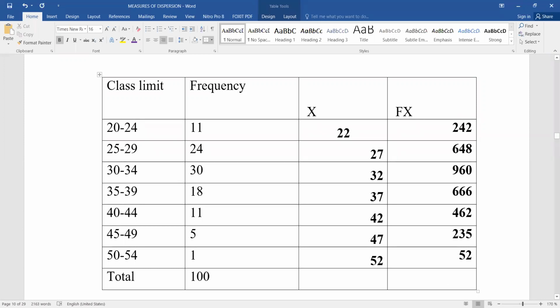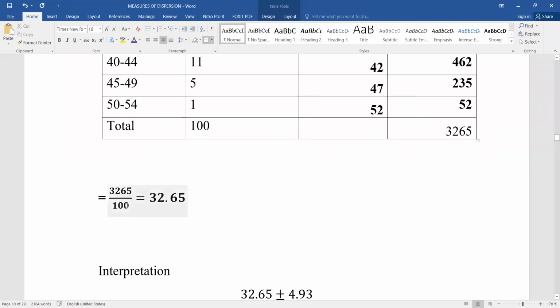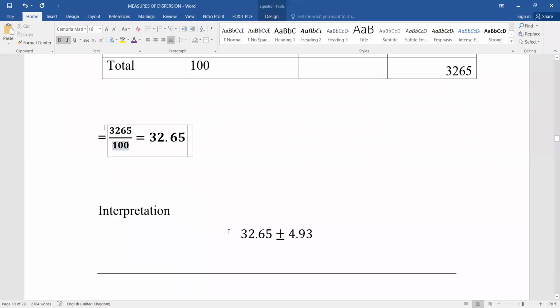So you have the total is 3265. So when you divide by 100, which is the frequency, you get the mean as 32.65. And this is how we interpret that the mean spreads plus or minus 4.93.